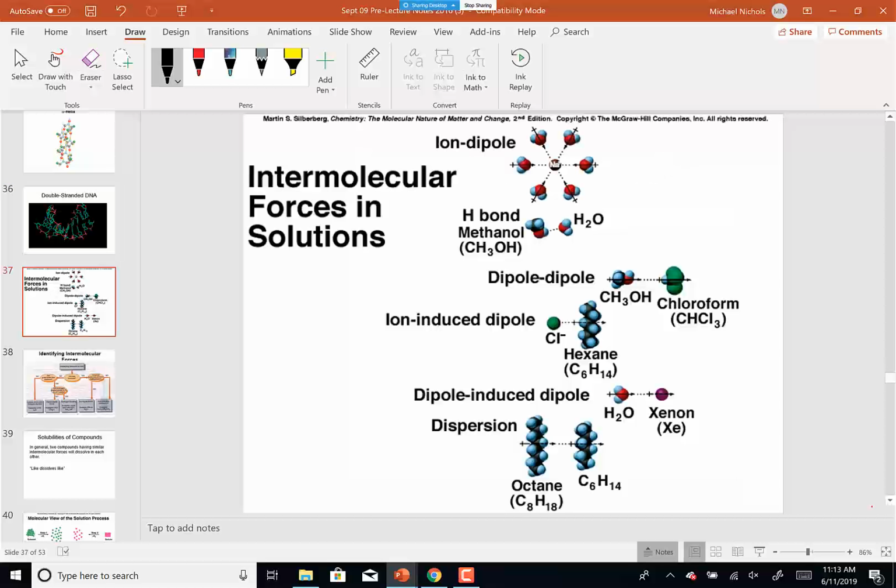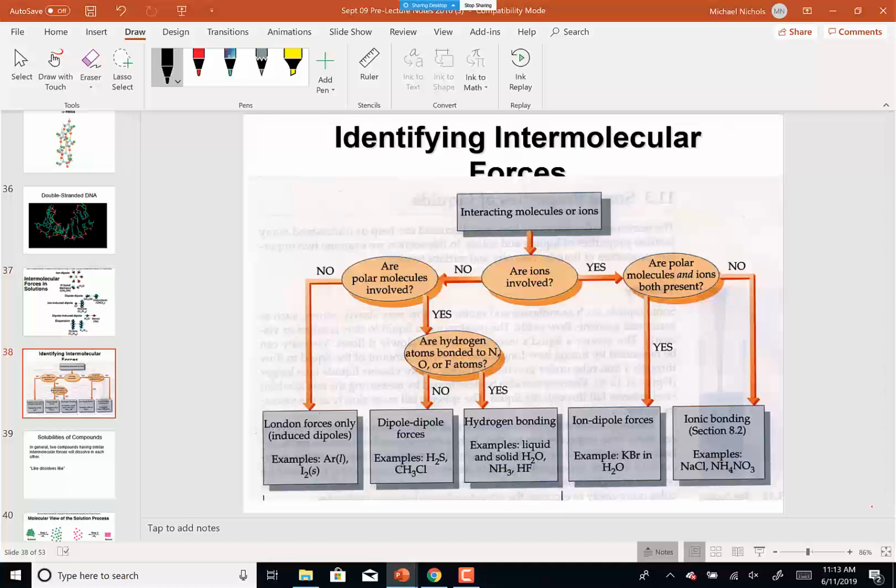So, strength. Ion dipole strongest, yeah, we're not going to deal with this. Hydrogen bond, strongest. Dipole, next strongest. Dispersion, weakest. If you're into flowcharts, there's a flowchart.